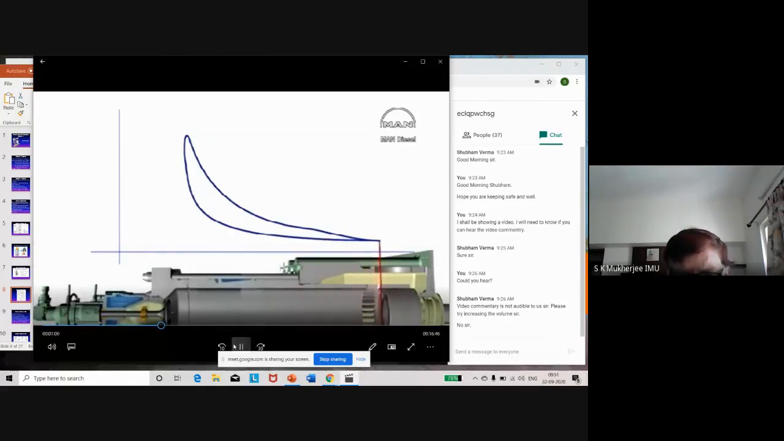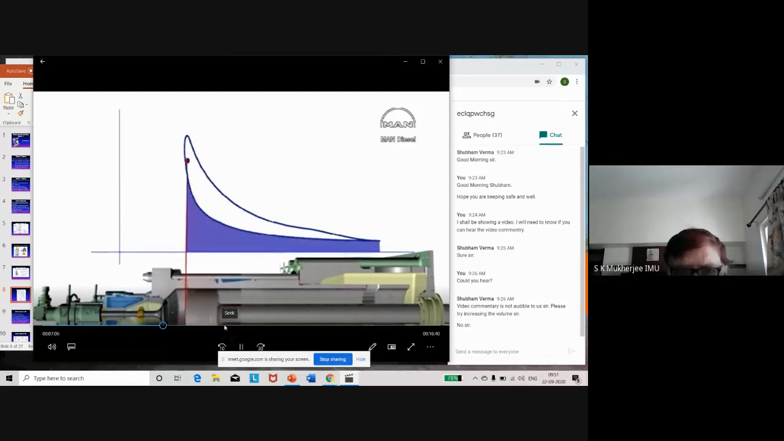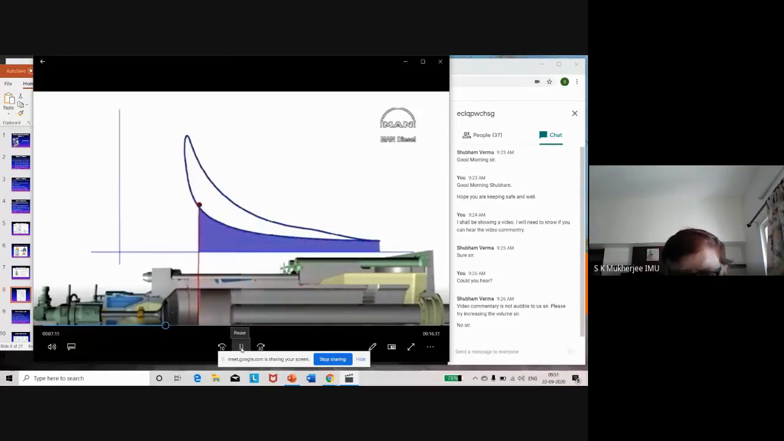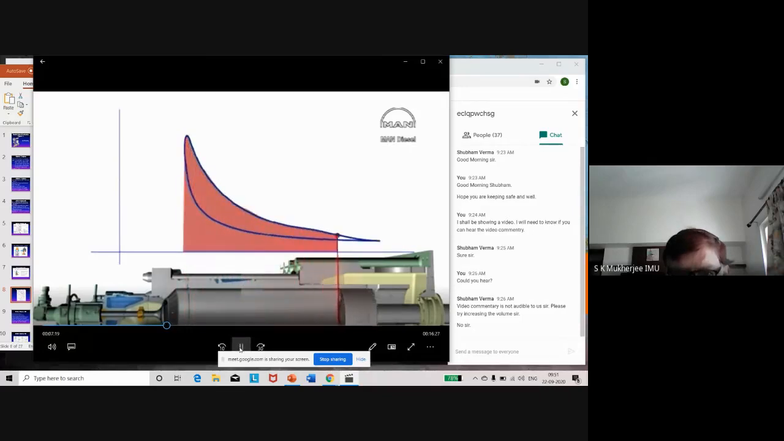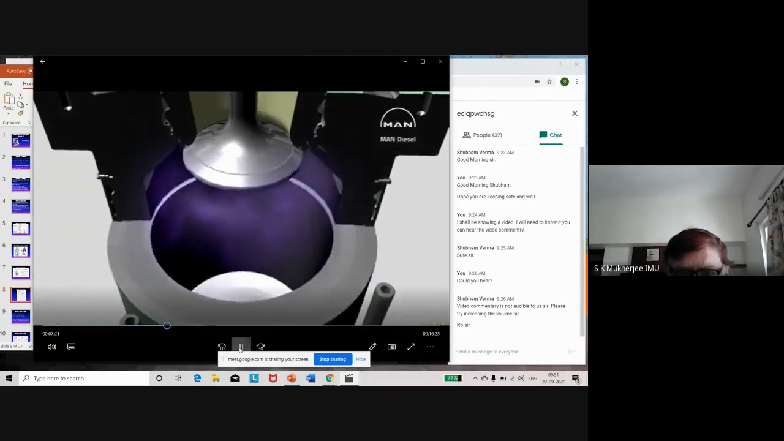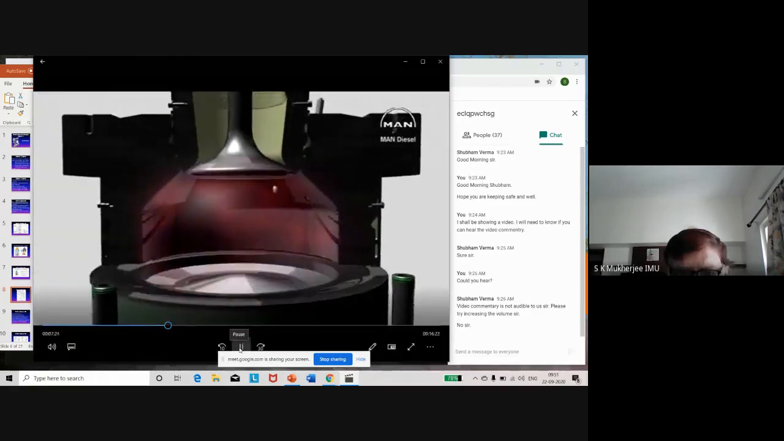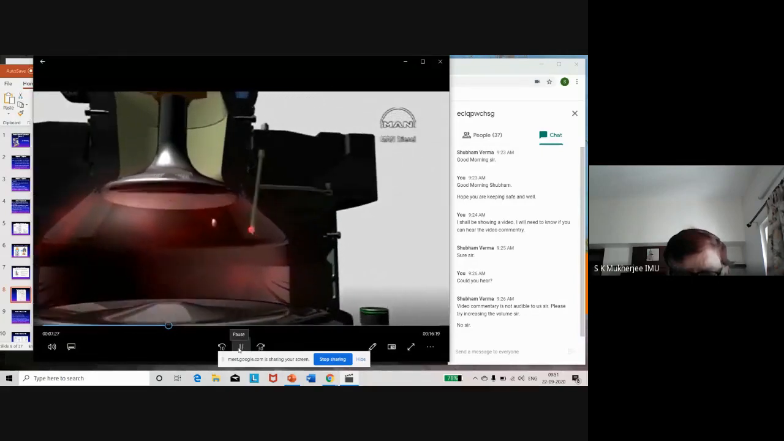Now again it will go. What happened? Yeah. The expansion. You see the piston, how it is traveling and how the pressure lines are made. Okay, a little more. Yes.